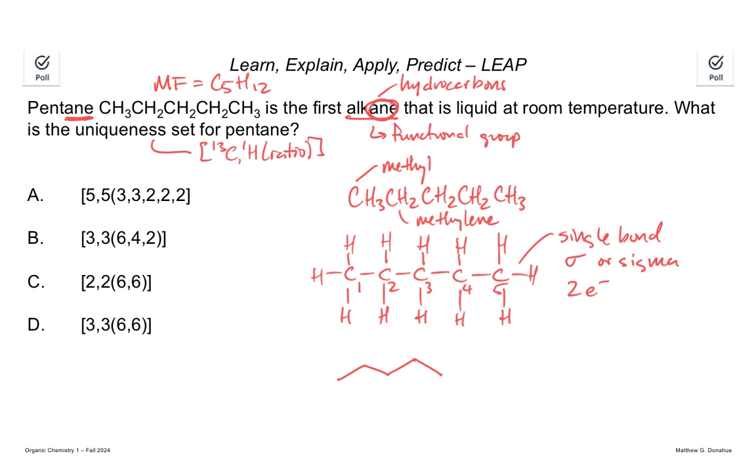So would you agree that carbon atoms 1 and 5 are identical? And a way to think about that, and I'll draw it in blue here, if we draw a dotted line down carbon 3 that bisects that molecule, there's a mirror plane. So 1 and 5 are the same.